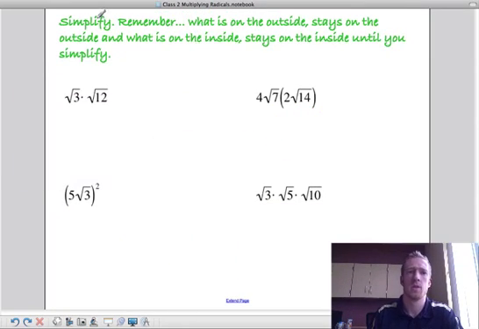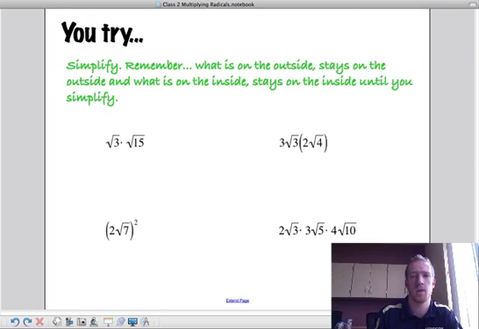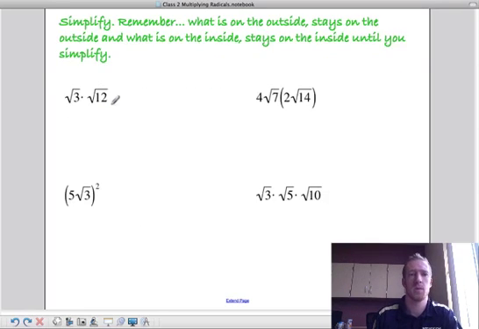So, simplify. Remember, what's on the outside stays on the outside. What's on the inside stays on the inside until you simplify. Okay, so let's do just a few more examples. And then these are your U tries. So a few more examples here.